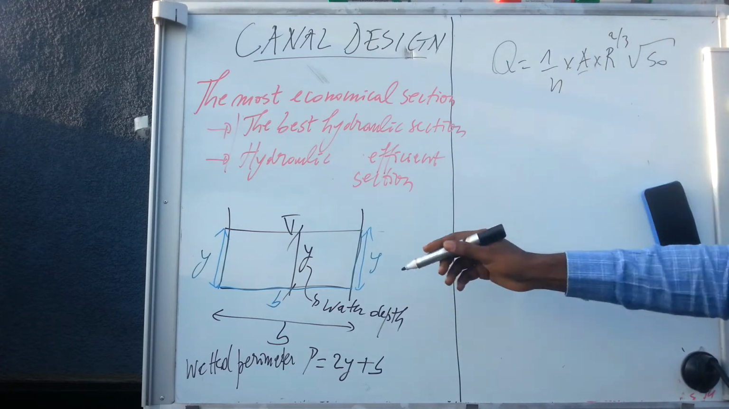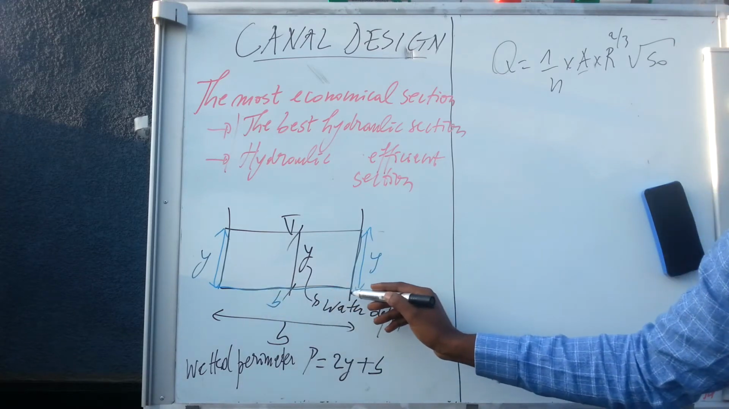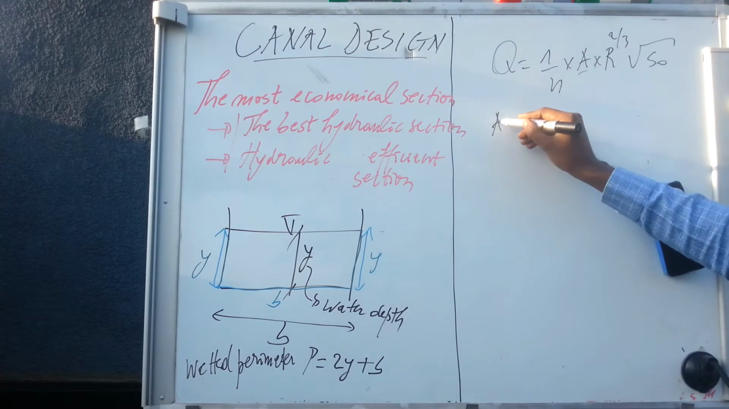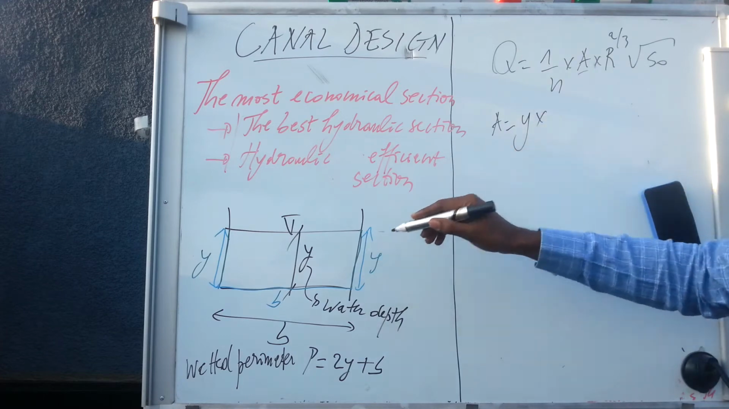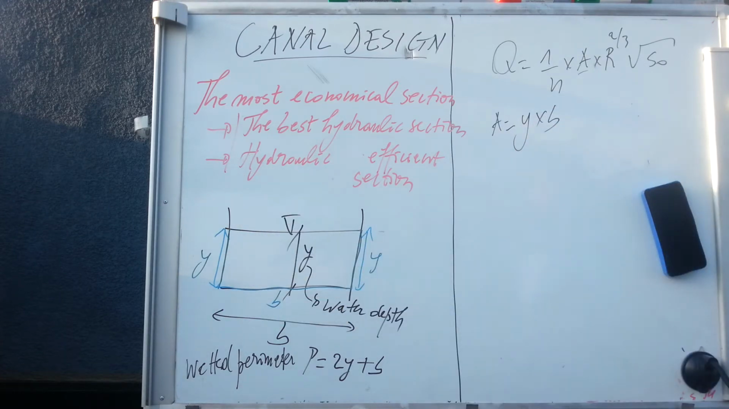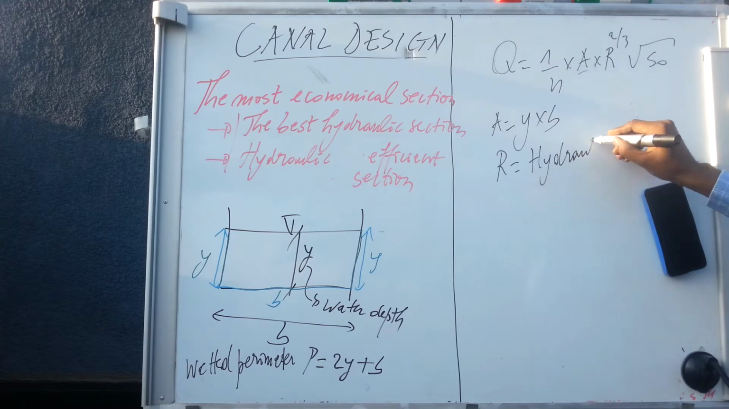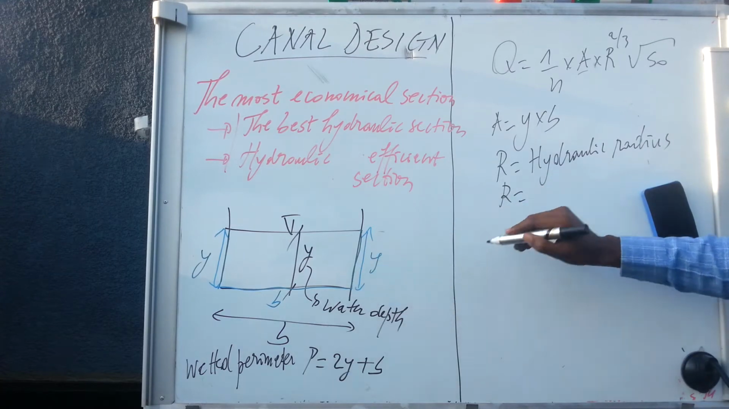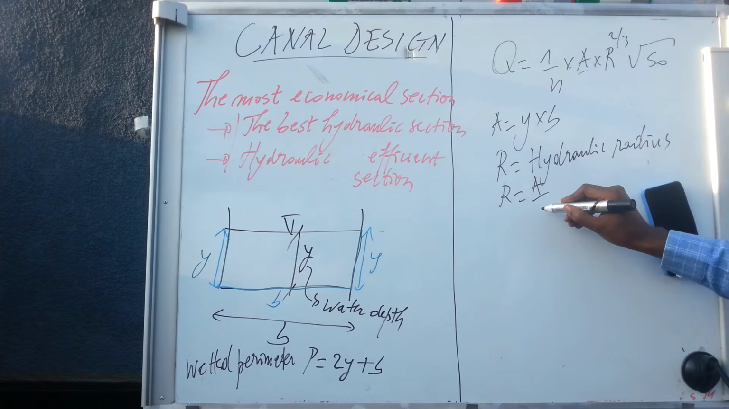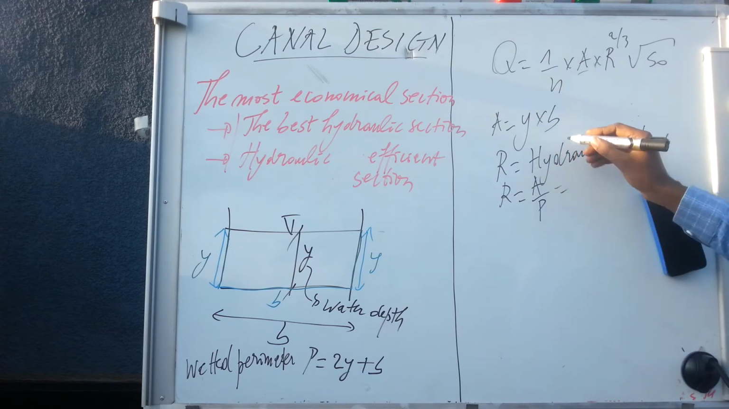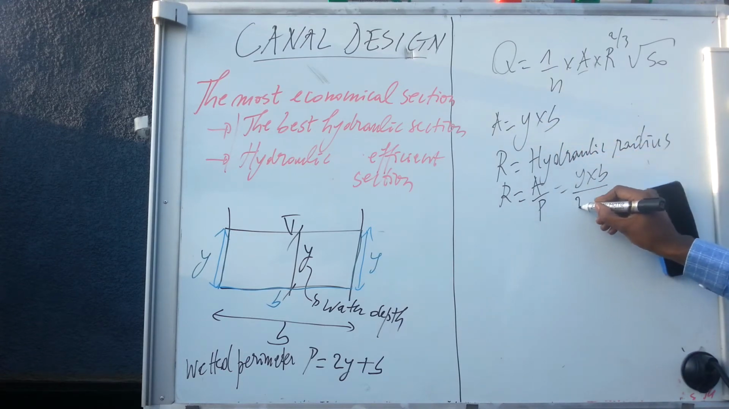The cross section depends on our dimensions. You have your bottom width and your water depth. It's a matter of multiplying. In our case, the area is equal to Y, the water depth, times B, because it is a rectangular channel. This is the hydraulic radius. You already know it. How do we calculate it? The hydraulic radius is the area over P, the wetted perimeter. In this case, it is Y times B over 2Y plus B. So this is how we can calculate the hydraulic radius.